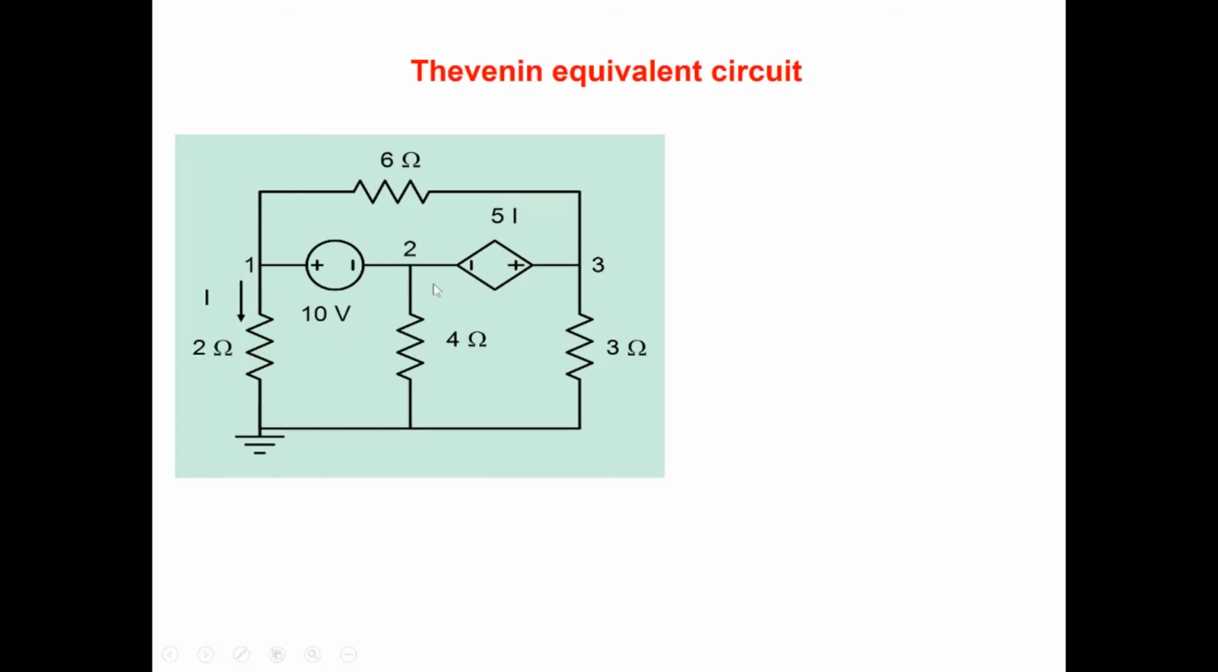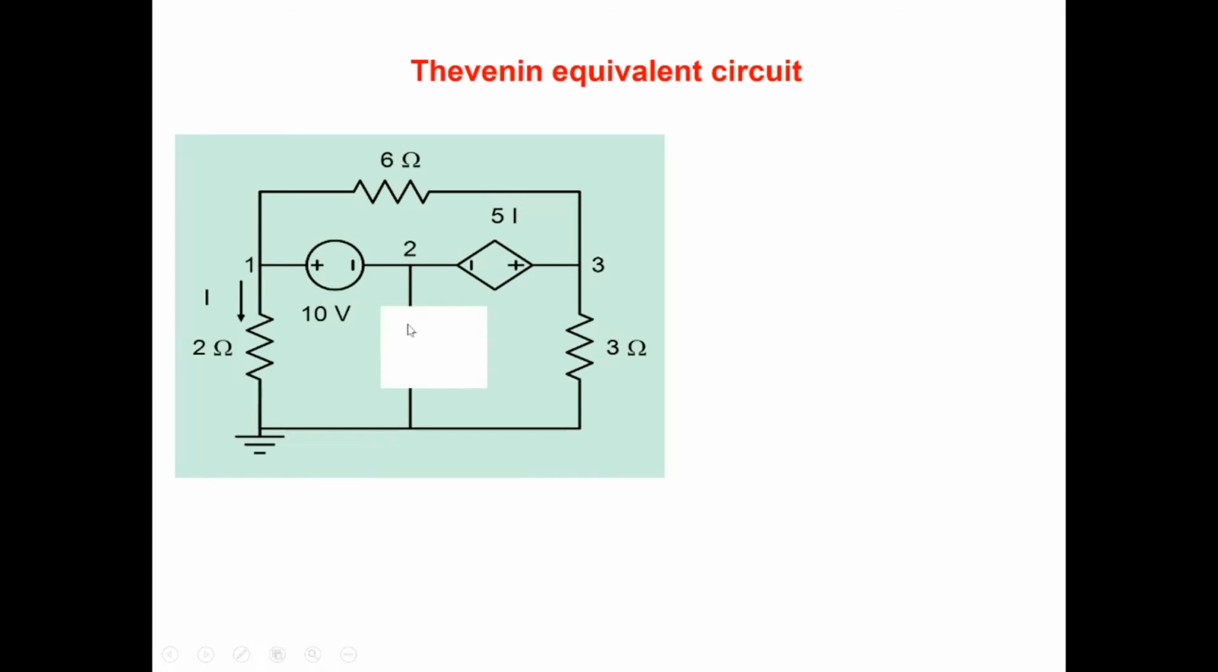But in this circuit, as you know, if I get node 2, then I will get node 1 also, because there's a voltage source attached. And if I get node 1, then I know this current here, and so I will be able to obtain everything else also. Okay, so let's build the Thevenin's equivalent.